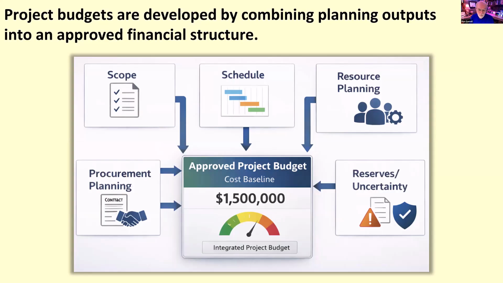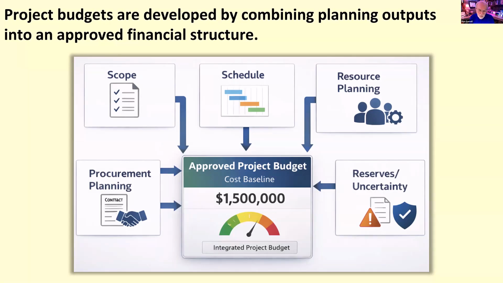The next important input is the schedule. The schedule helps show when activities will occur, which means it also helps show when labor, materials, services, and other expenditures are likely to occur. This is important because project budgets are not only about total cost, but they're also about the timing of spending.